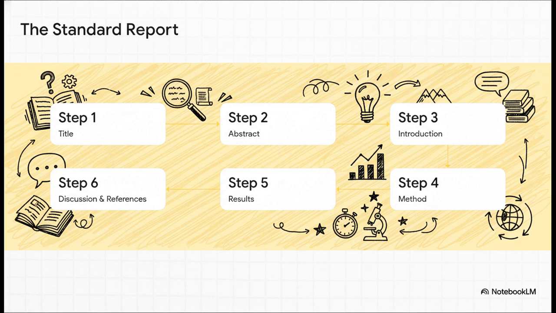Then you have the introduction, which sets the stage. The method section is your recipe, exactly what you did. The results section is just the facts, no interpretation yet. And finally, you get to the discussion and references, where you explain what your results mean and connect them back to other research. Stick to this and you're golden.